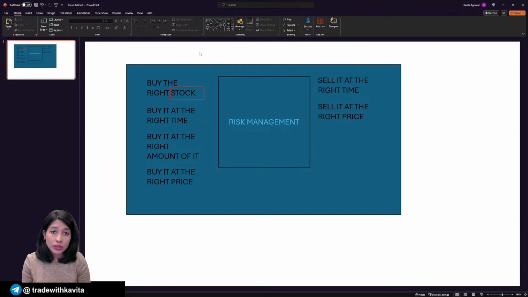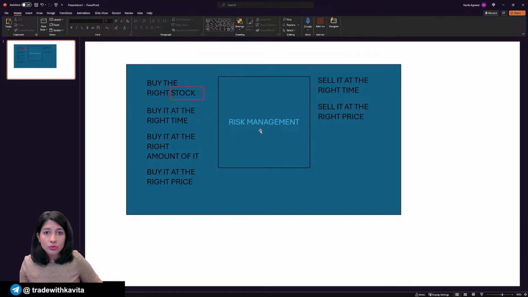You need to know what is the right stock to buy, what is the right time to buy the stock. You have to buy the right amount of it, which is capital allocation. You have to buy it at the right price. And then when it's time to sell, you have to make sure that you're selling it at the right time and you're selling it at the right price. Without doing all of these things, you will not be profitable. And in between these things also, you need to manage your risk properly.